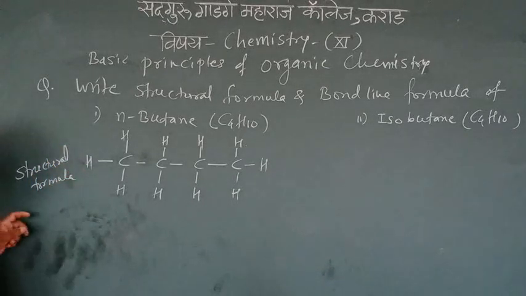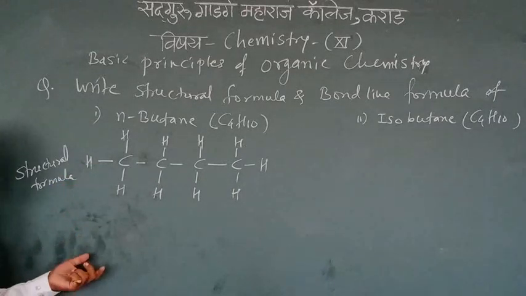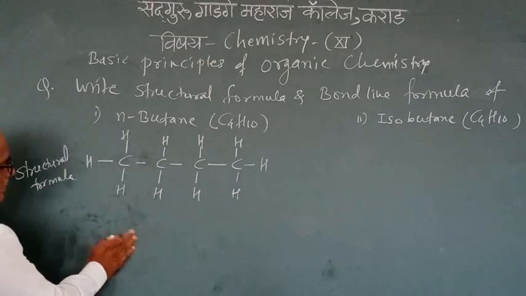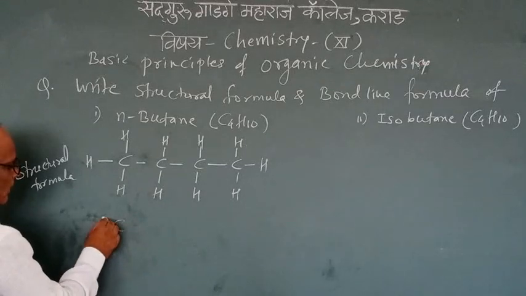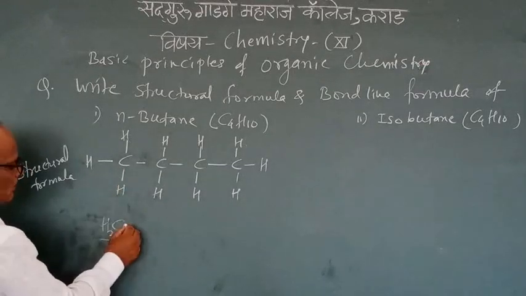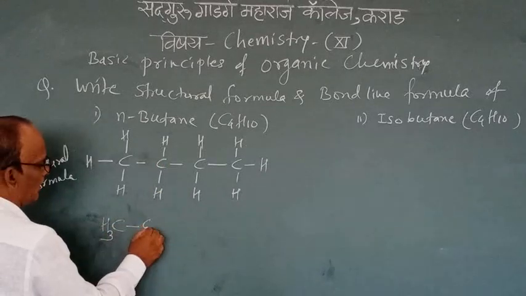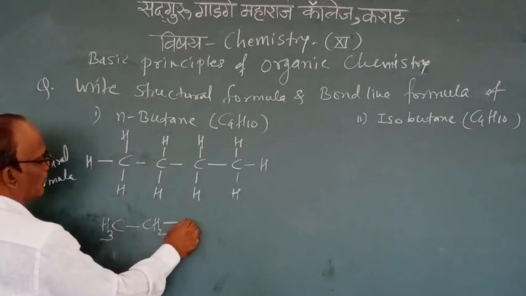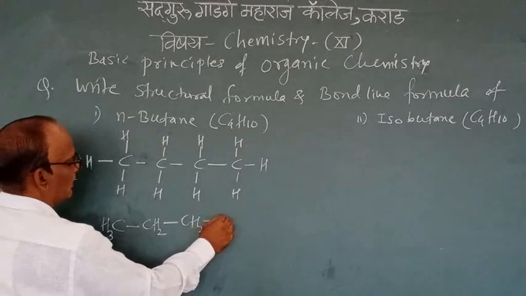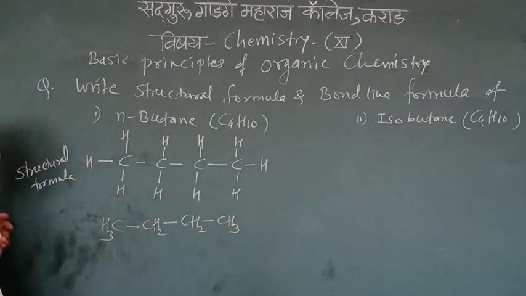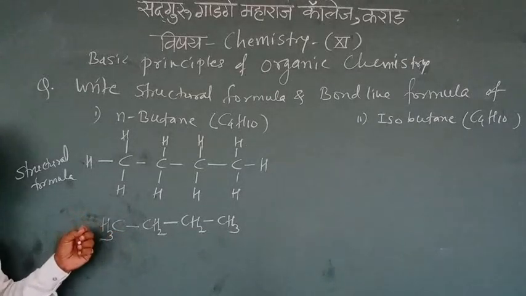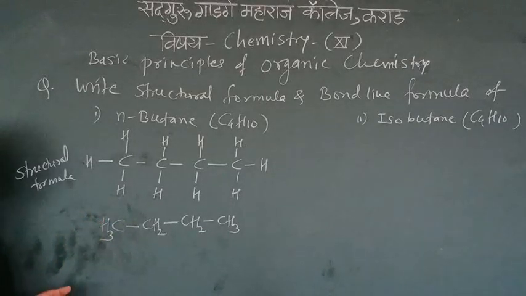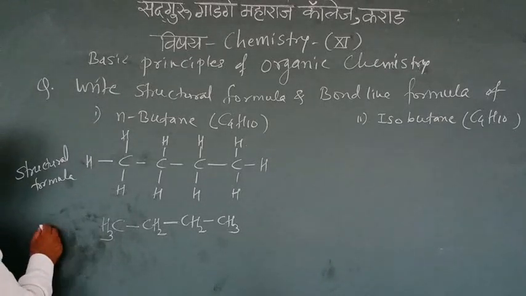Then you have to draw the bond line formula. Before writing the bond line formula, you write it in condensed form. Take hydrogen atoms together: CH3, single bond, CH2, single bond, CH2, single bond, CH3. This is the condensed formula, because hydrogens are condensed and only carbon-carbon bonds are written.